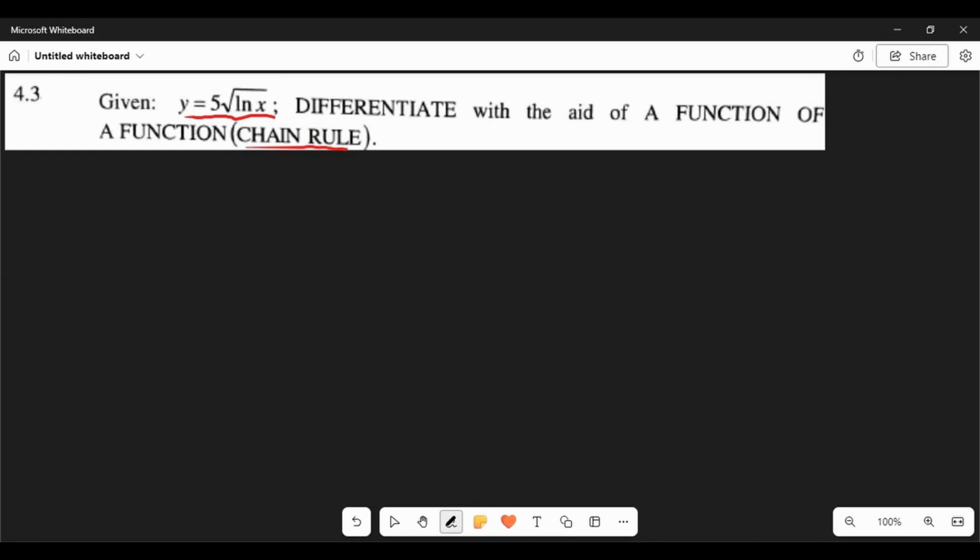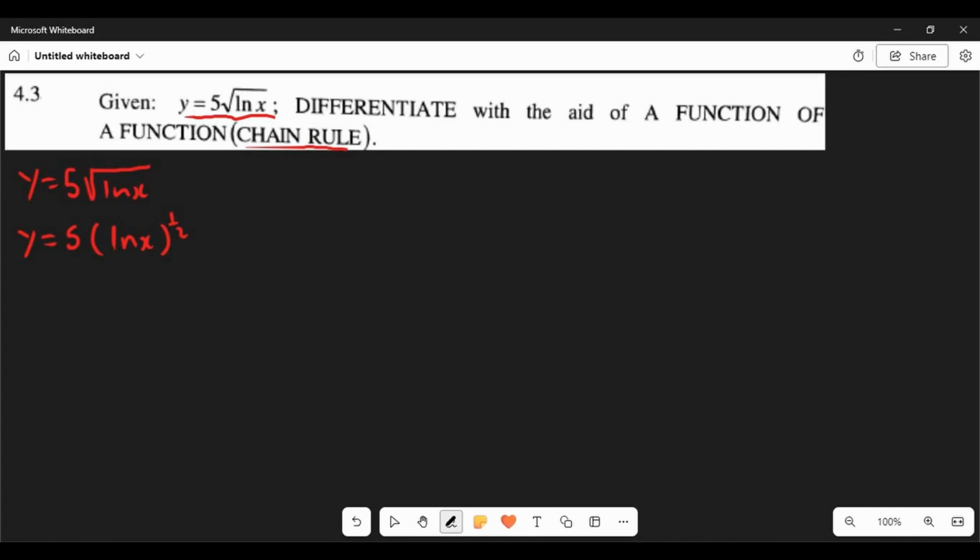Right, so let's look at this problem here. You are given y is equal to 5 times the square root of natural log x. First of all, you need to simplify this so that you can apply the chain rule. So you need to change the root sign into an exponent. So you can say 5 times natural log x to the power of half. We all know that the square root is the same as the power of half.